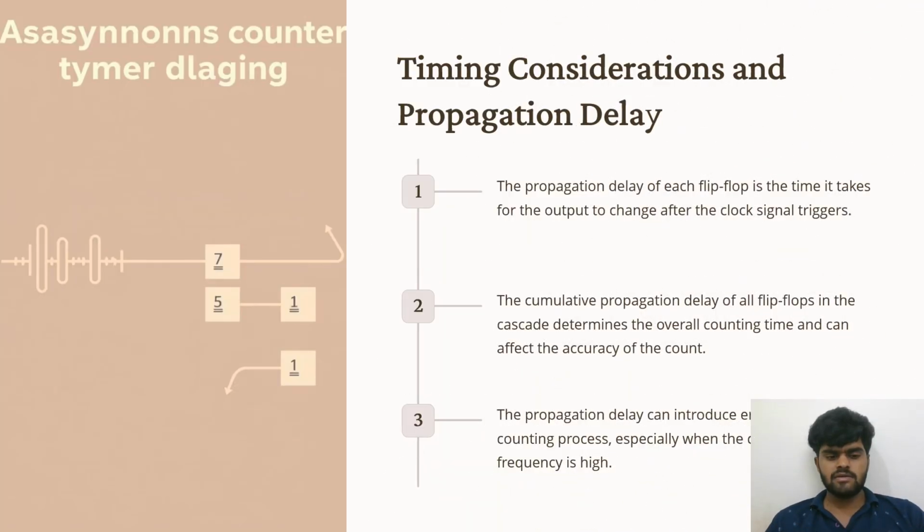Timing consideration and propagation delay. The propagation delay of each flip-flop is the time it takes for the output to change after the clock signal triggers. The cumulative propagation delay of flip-flops in the cascade determines the counting time and can affect the accuracy of the count. The propagation delay introduces an error in the counting process, specifically when the clock frequency is high and the propagation delay is high.